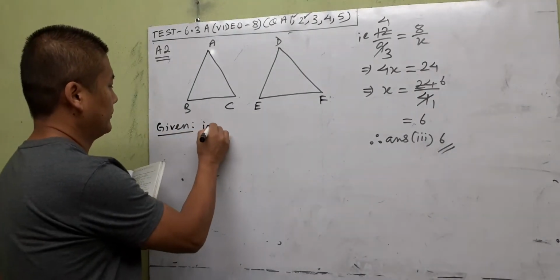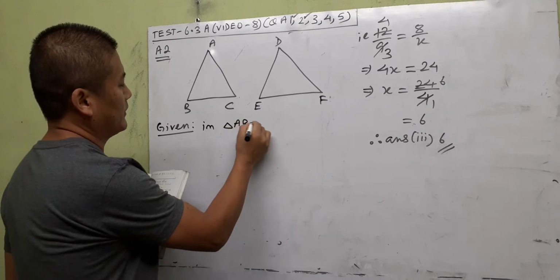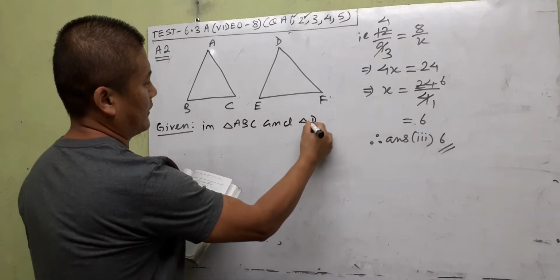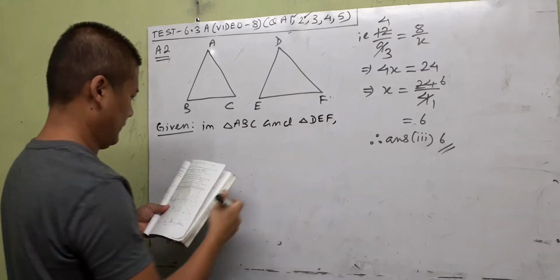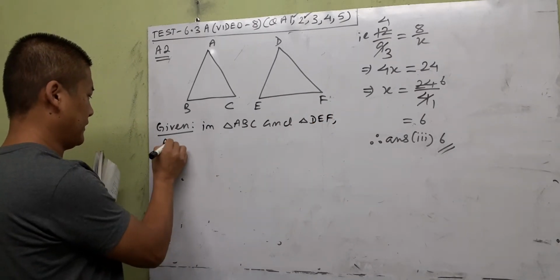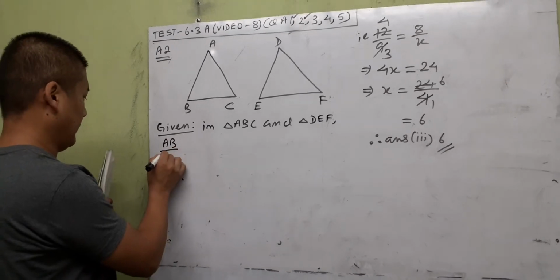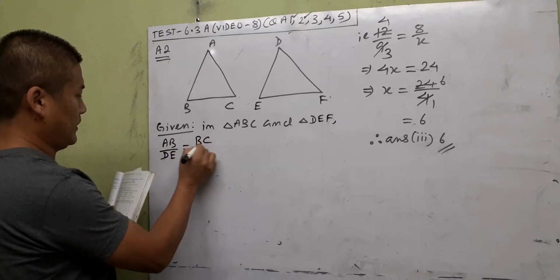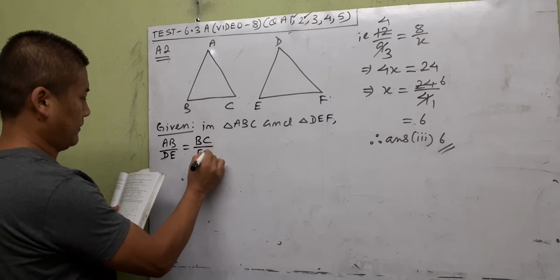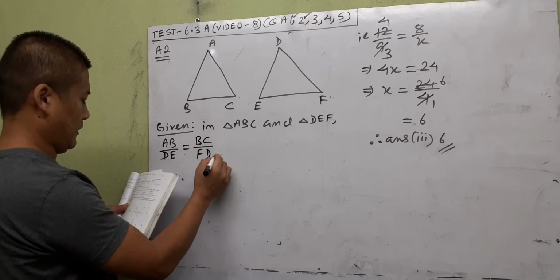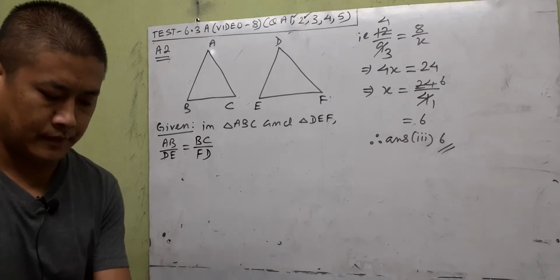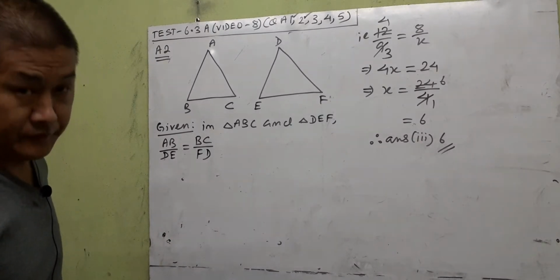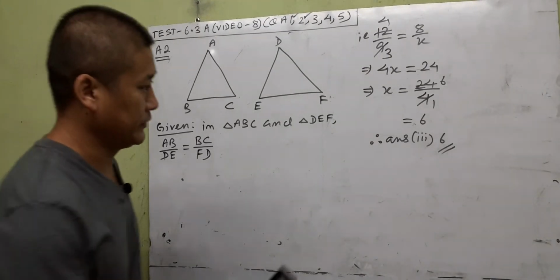In triangle ABC and triangle DEF, we have been given AB by DE is equal to BC by FD. Okay, then that part here, triangle ABC similar DEF, that one we want to explain.